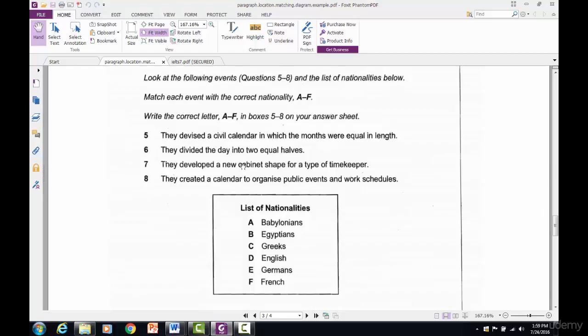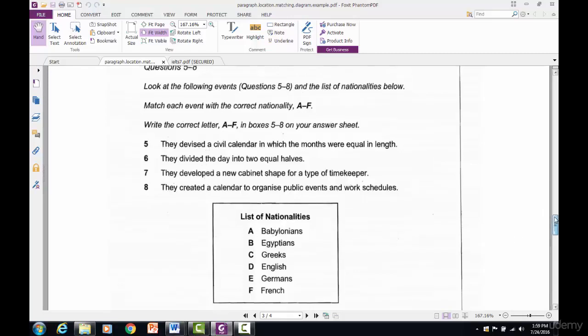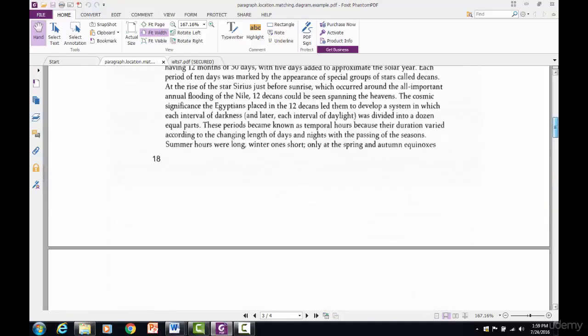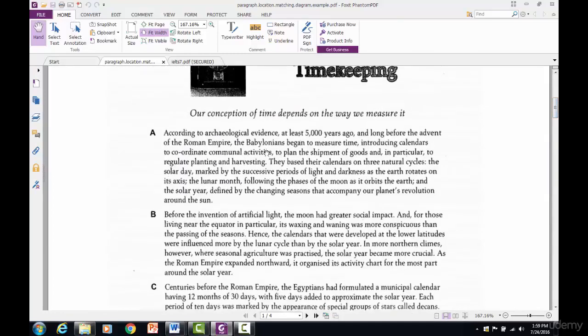If you remember how to do a matching question, we have to look at the word, find the word Babylonians, read the sentence where we see Babylonians, and then see if that matches any of these options right here. So we would go and look at Babylonians, which is right here. It says the Babylonians began to measure time, introducing calendars to coordinate communal activities, to plan the shipment of goods, and in particular to regulate planting and harvesting. So they introduced calendars to coordinate communal activities, plan the shipment of goods, and regulate planting and harvesting.